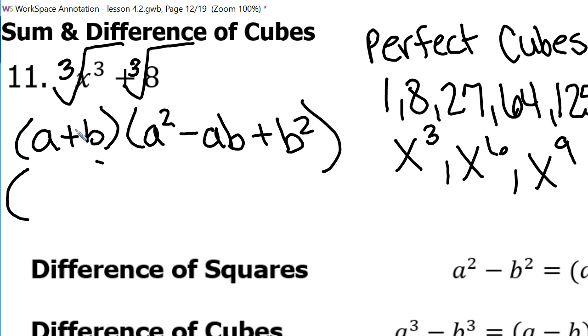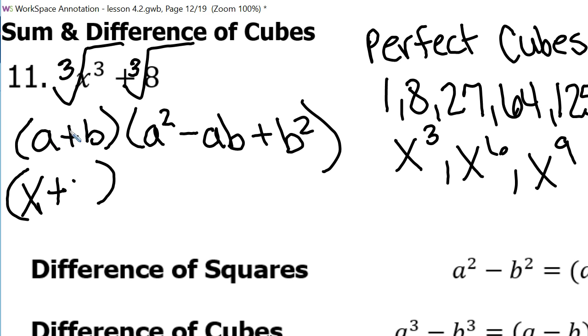When you cube root a variable, you divide the exponent by 3. So cut it into a third. So it's 3 divided by 3, 1, so this would be x to the first. And the formula shows a plus sign in the middle. And to get the b value, we need to cube root the 8. So cube root of 8 is 2.